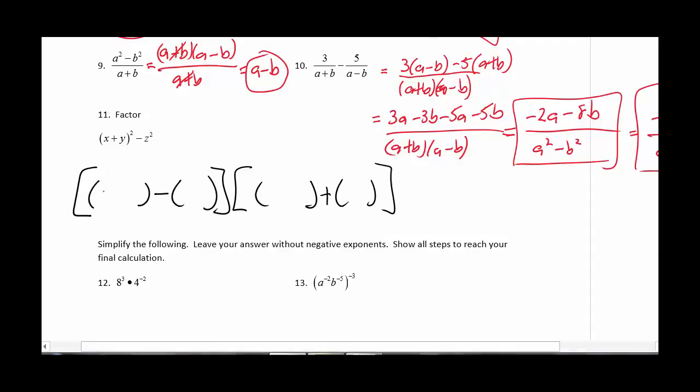So in that first blank, we're going to do x plus y and x plus y. And in the second blank, we'll have a z. So this works out to be x plus y minus z and x plus y plus z. And that's it. That's all I asked you to do is to factor that. So that is a perfectly fine answer.